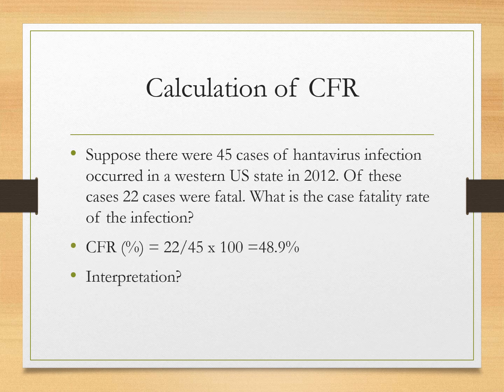To calculate the CFR for this example, we start with the total number of cases, which is 45, right? How many people are affected by the disease is 45. And the number of fatalities or deaths is 22. So using the CFR formula from the previous slide, you should get 48.9% as the case fatality rate.